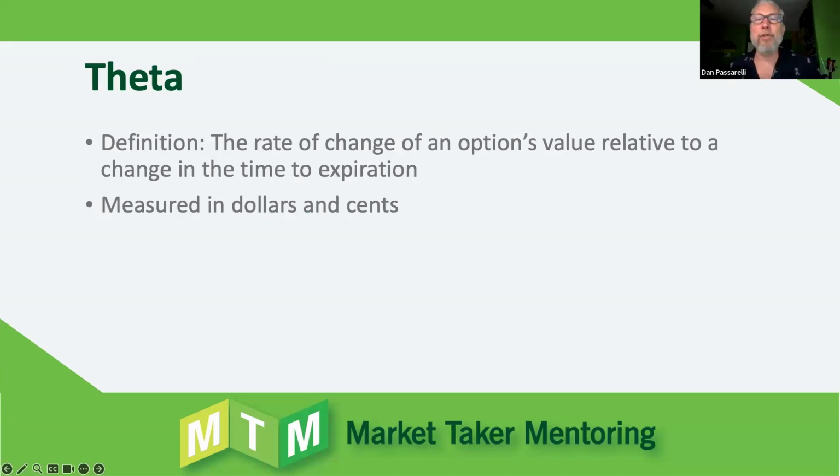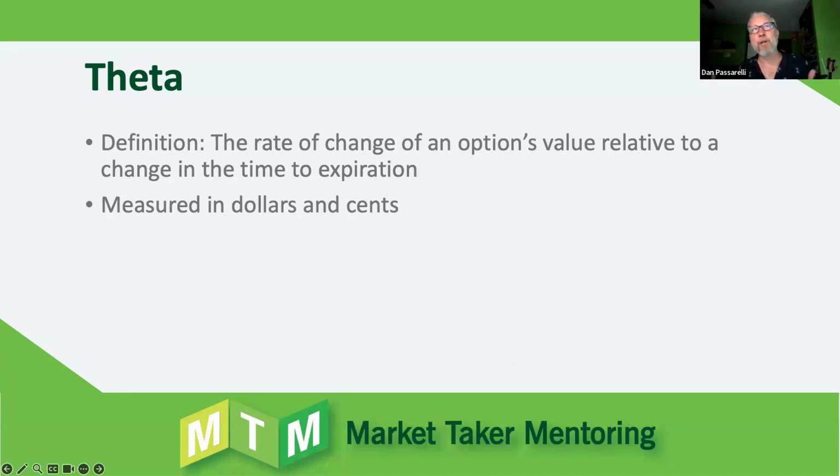So how do we measure this? Okay, great. We know options get worth less as time passes, but if it's just a teeny bit, then who cares? But if it's a lot, then that's a big deal, either beneficially or detrimentally. So theta is what measures that. Theta is the rate of change of an option's value relative to the change in the time to expiration.